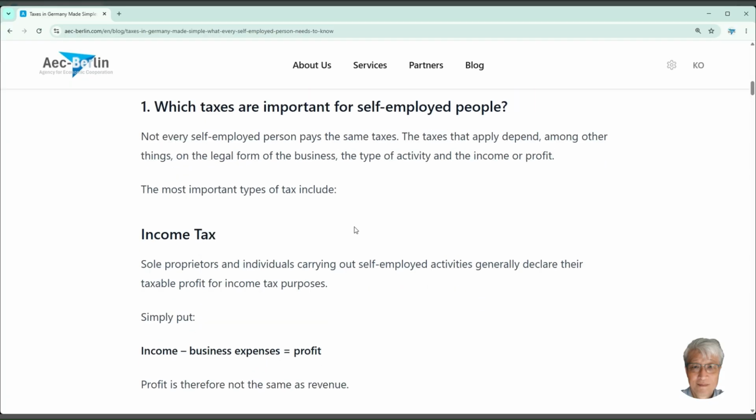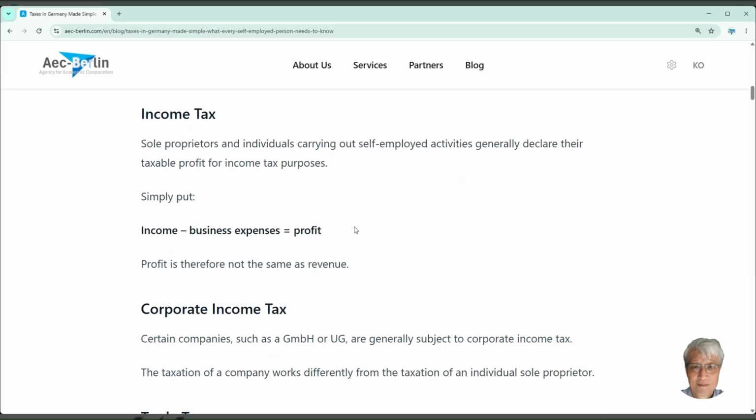1. Which taxes are important for self-employed people? Not every self-employed person pays the same taxes. The taxes that apply depend, among other things, on the legal form of the business, the type of activity, and the income or profit. The most important types of tax include income tax. Sole proprietors and individuals carrying out self-employed activities generally declare their taxable profit for income tax purposes. Simply put, income minus business expenses equals profit. Profit is therefore not the same as revenue.